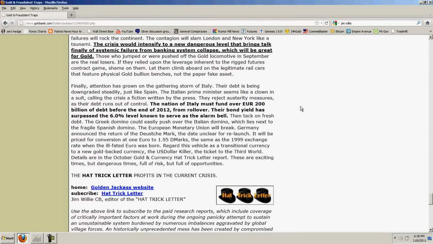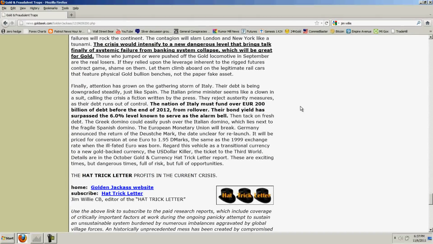Finally, attention has grown on the gathering storm of Italy. Their debt is being downgraded steadily, just like Spain. The Italian Prime Minister seems like a clown in a suit, calling the crisis a fiction written by the press. They reject austerity measures as their debt runs out of control. The nation of Italy must fund over 200 billion euro of debt before the end of 2012 from rollover. Their bond yield has surpassed the 6% level, known to serve as the alarm bell. Then tack on fresh debt.